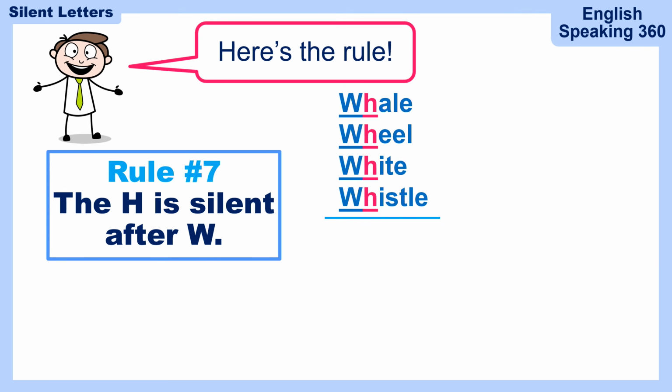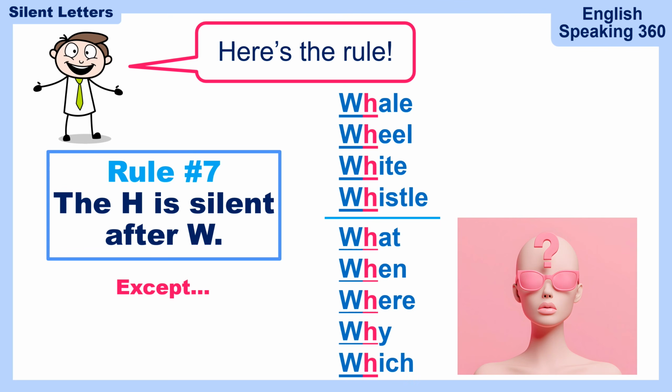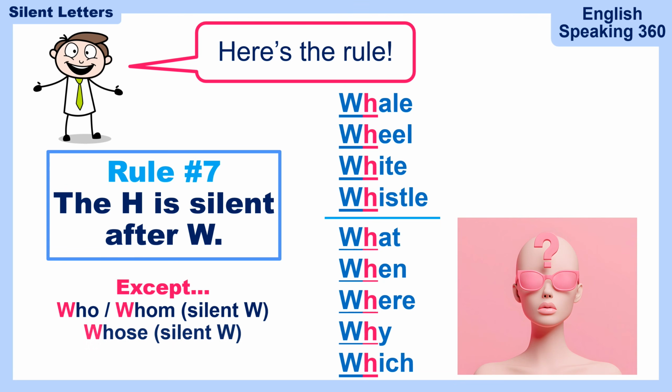Whistle. And we also have the WH question words like what, when, where, why, which. But be careful because there are some exceptions. When the W is silent, the H is pronounced. Who, whom, whose, whole.